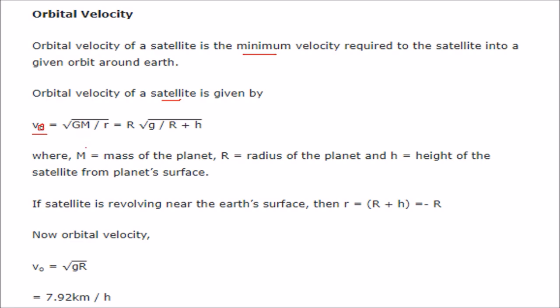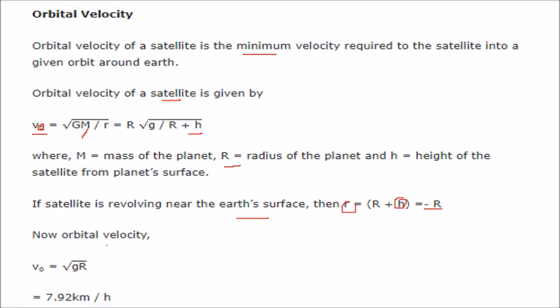by under root GM by r, where M is the mass of the planet. If you have one more relationship, you can use this: capital R by under root G by R plus H. Capital M is the mass of the planet, R is the radius of the planet, and H is the height of the satellite from the planet surface. If the satellite is revolving near the Earth's surface, then you can just ignore this H, so it will be R. This small r can be taken as capital R.